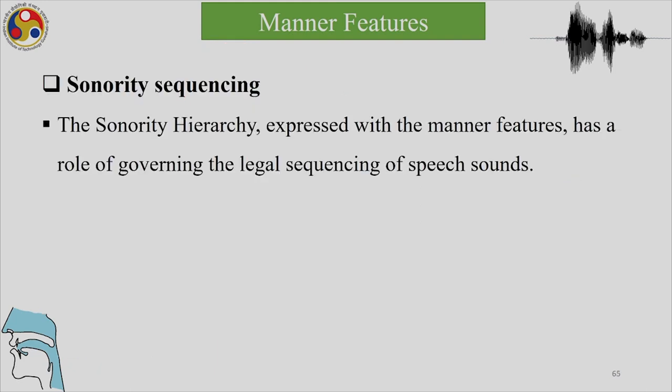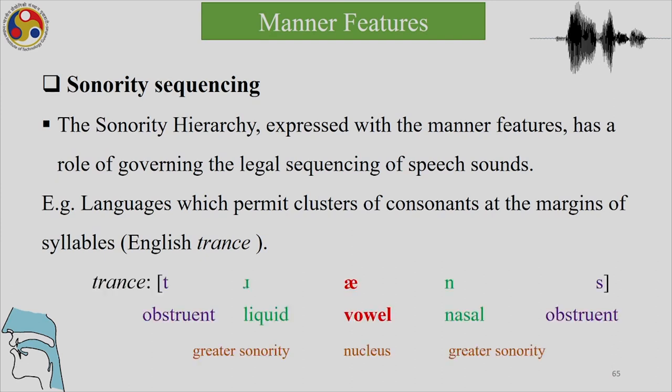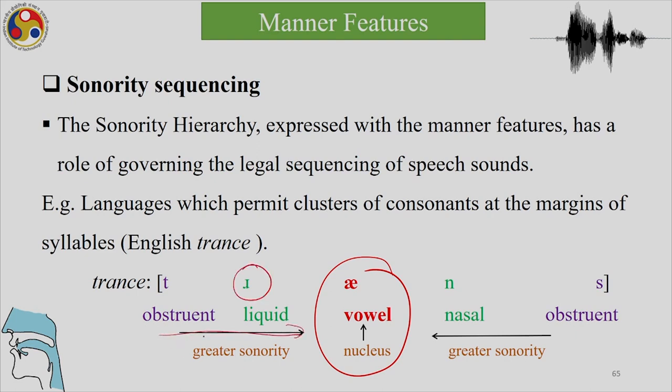The sonority hierarchy expressed with the manner features has a role of governing the legal sequence of speech sounds. For example, languages which permit clusters of consonants at the margins of syllables. So, this is the word trance, where the vowel is the nucleus, and we can see the sonority is increasing with the placement of the liquid after the obstruent, and sonority ideally has to decrease towards the end of the syllable. And then we have a nasal here.